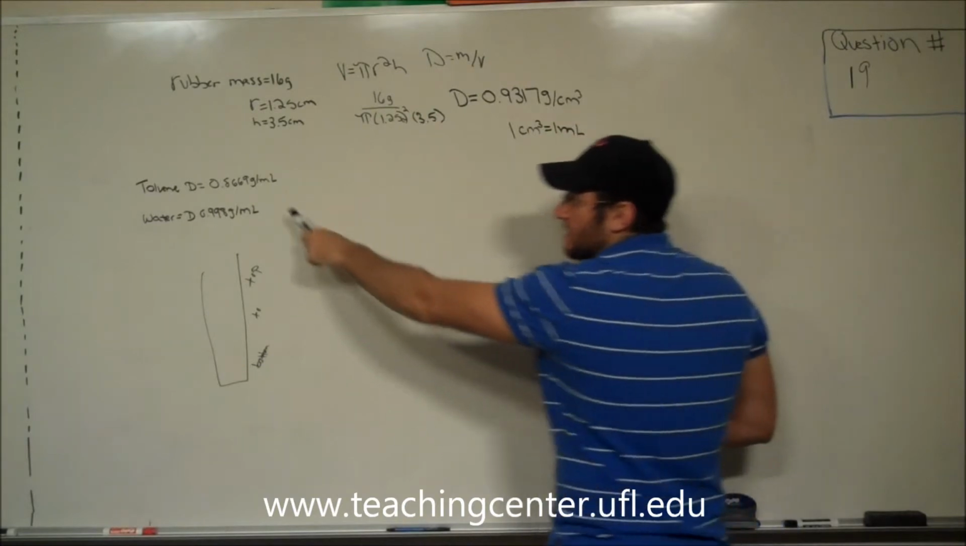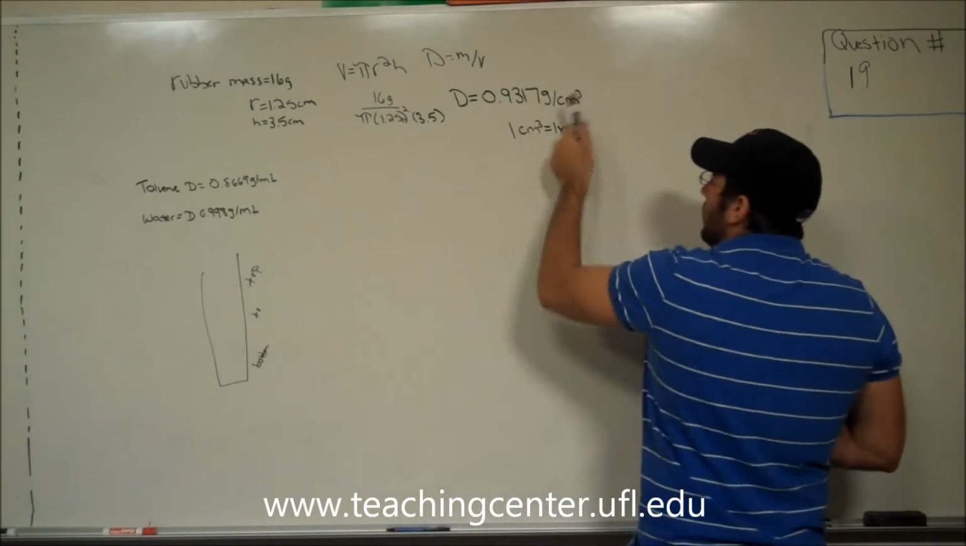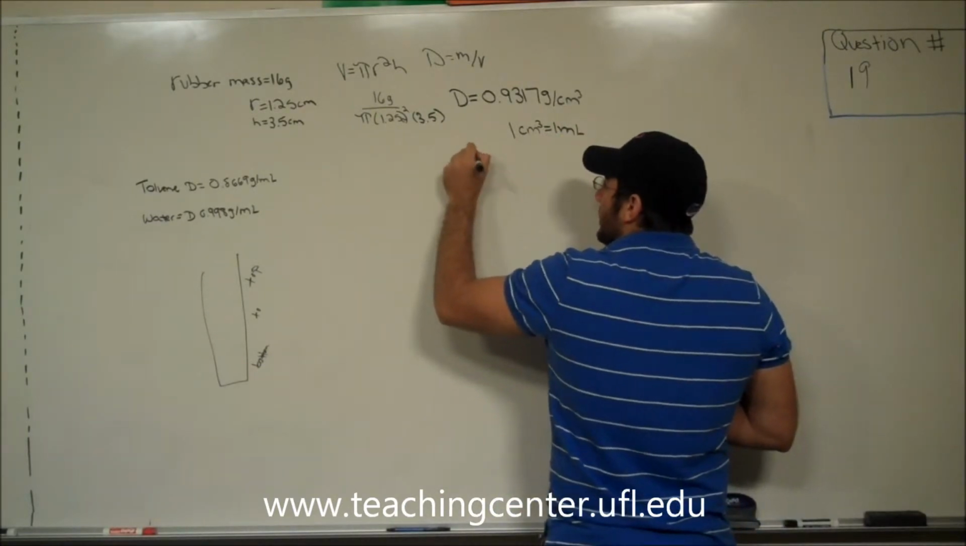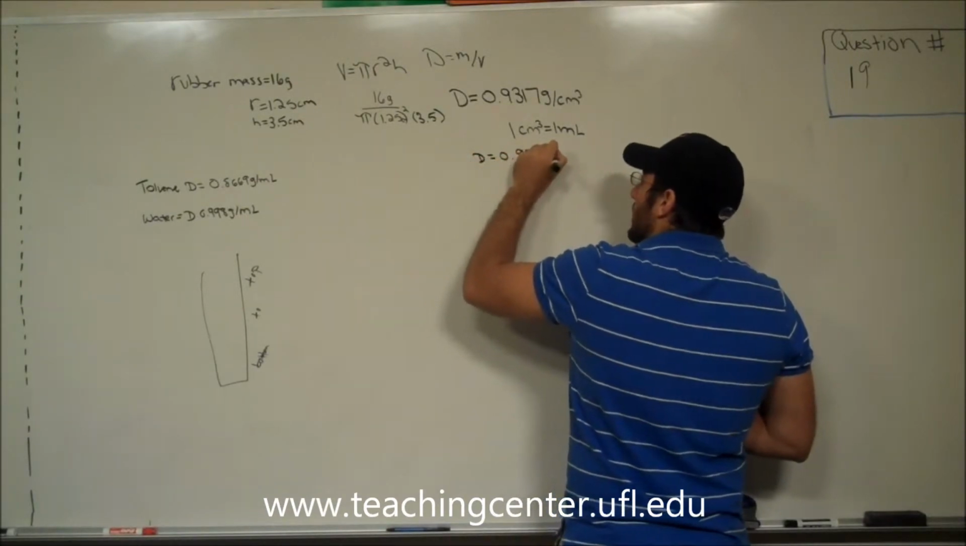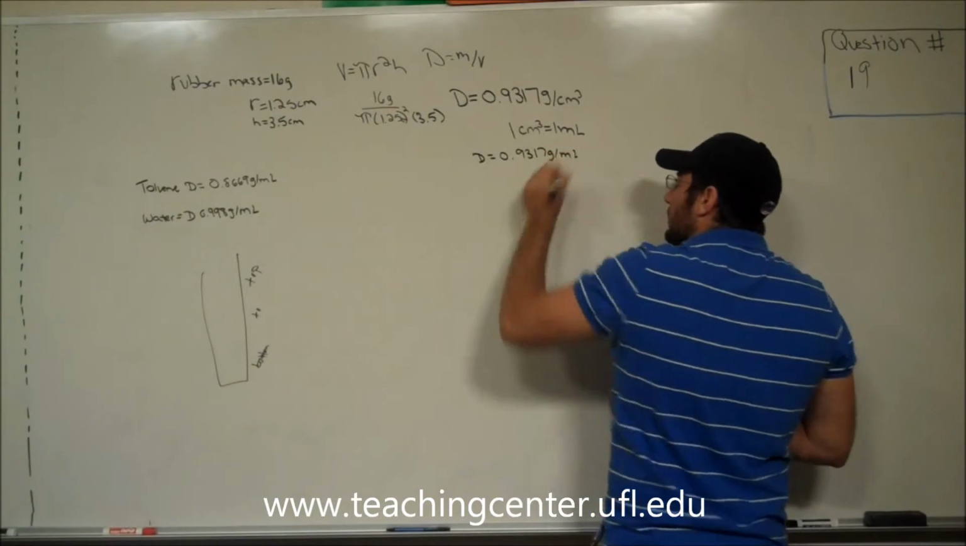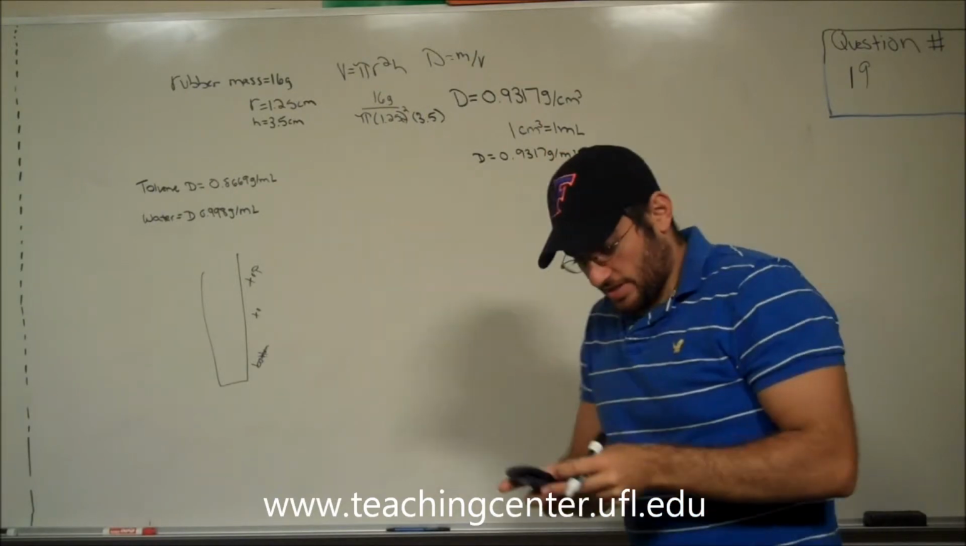The really cool thing about centimeters cubed and milliliters is that 1 cubic centimeter equals 1 milliliter. So if you guys see that these are in terms of grams per milliliter, well, we could just go ahead and say the density of rubber is equal to 0.9317 grams per milliliter.